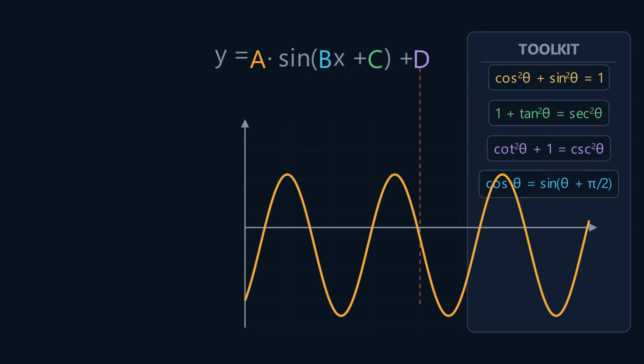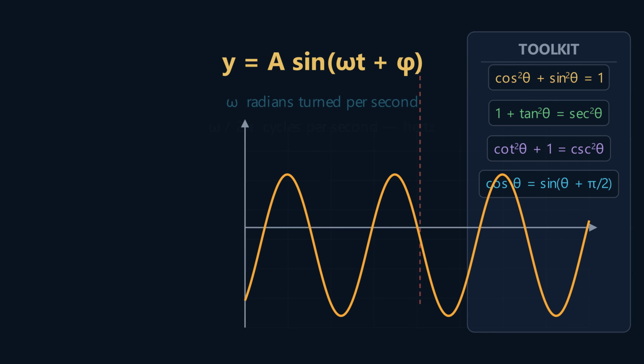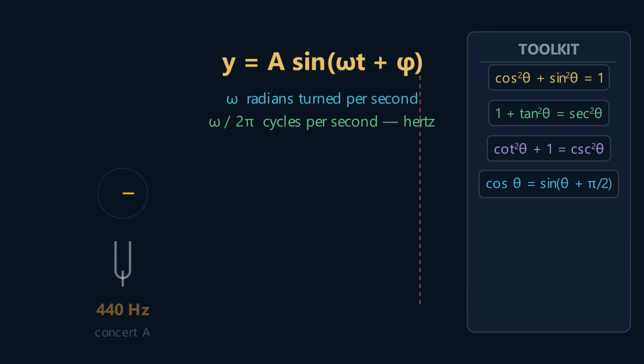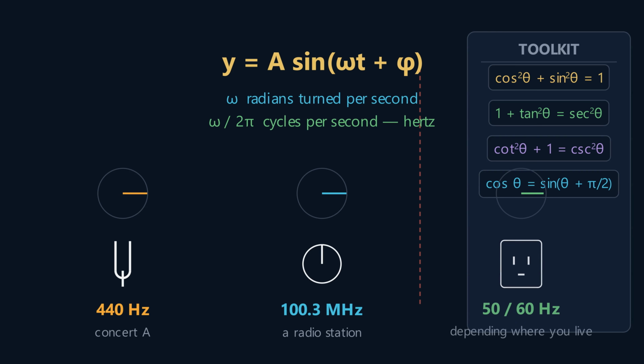In physics and engineering, B has its own name, angular frequency, written omega. It is how many radians the point turns through per second. Divide it by 2 pi, and you get frequency in cycles per second, hertz, which is exactly how we describe a musical note, a radio station, and the electricity in your wall.